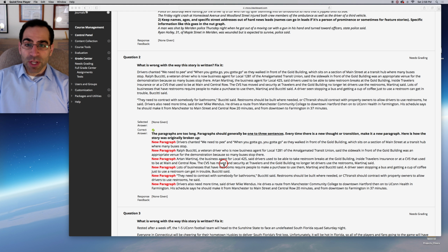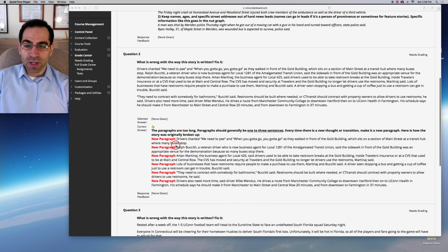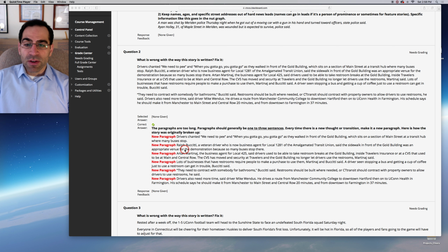This is how the story was actually broken up. This is a Hartford Courant story, and let's take a look at why it was broken up this way. So drivers chanted, they talk about what they chanted down Main Street. Here comes a new paragraph. Now we're talking about a specific driver, right? It's a new thought. So first we're talking about drivers in general, what they did. Now the new thought is, let's talk about a specific driver and his experience. So now we talk about that specific driver here.